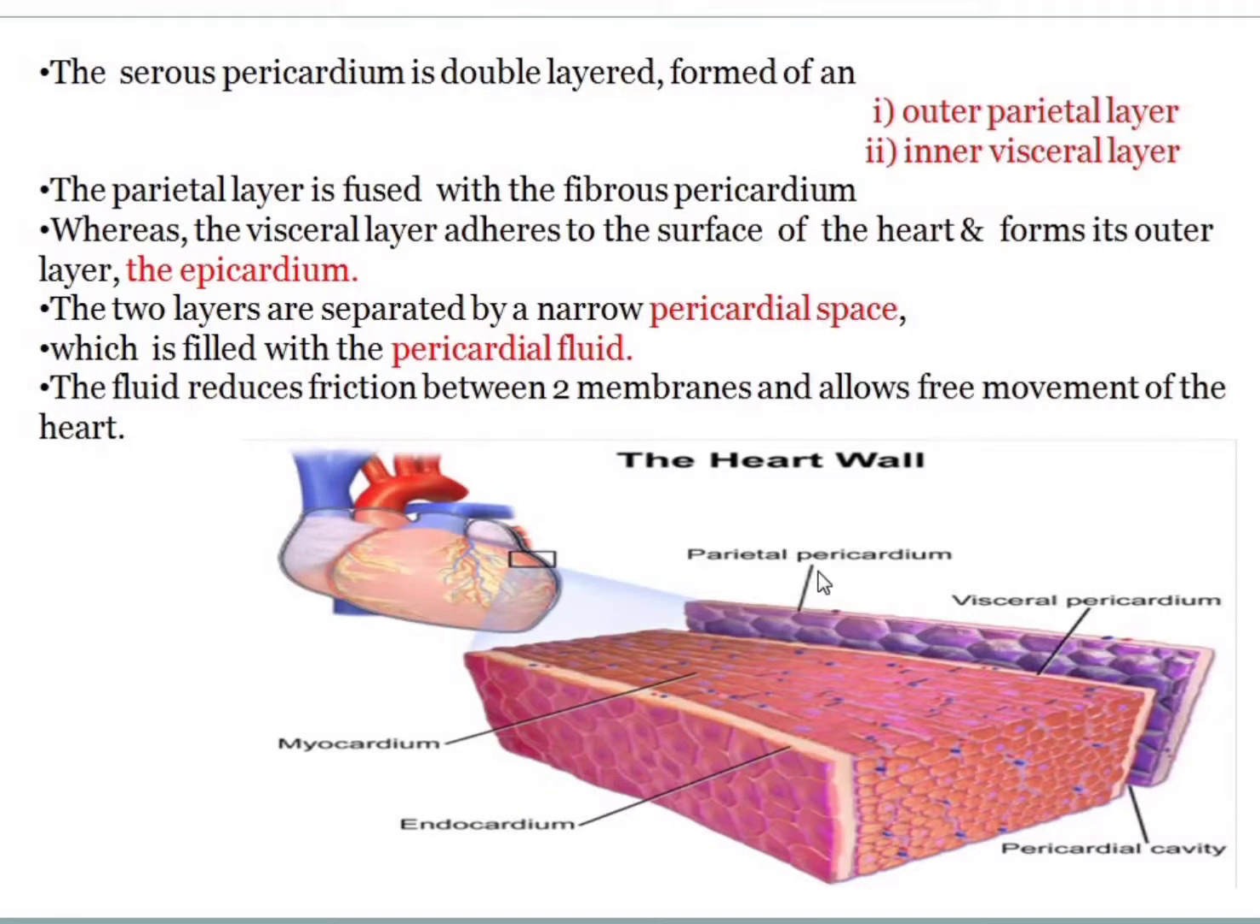Here, in between the parietal pericardium and visceral pericardium there is a small gap or space called the pericardial space, which is filled with a fluid called pericardial fluid. This pericardial fluid is present between these layers to reduce the friction between these 2 membranes, and it also allows free movement of the heart. That's why this fluid is placed between these 2 layers.